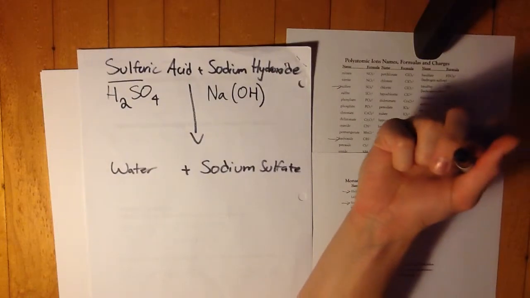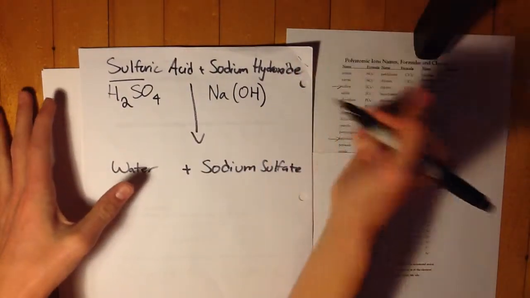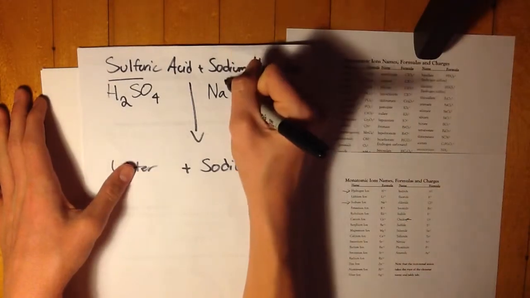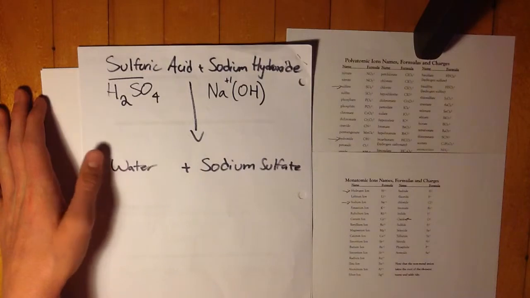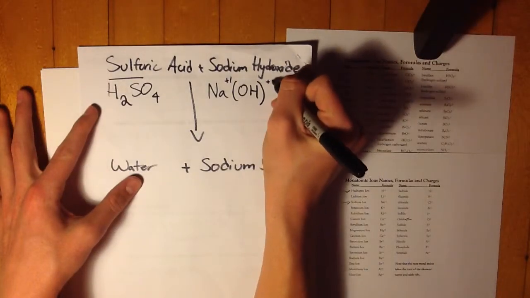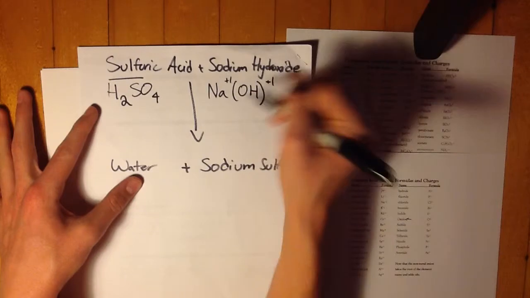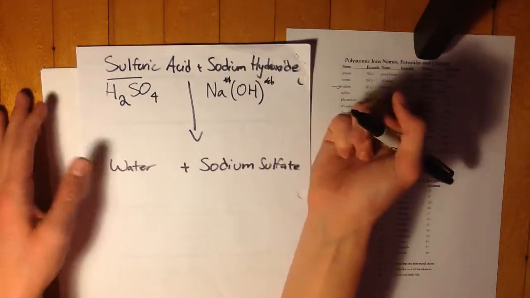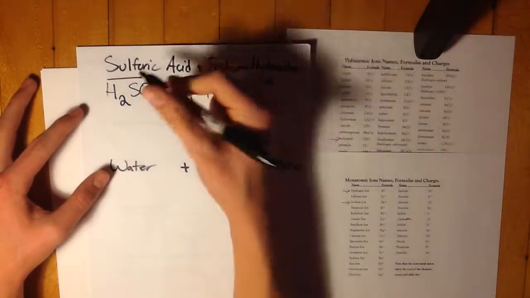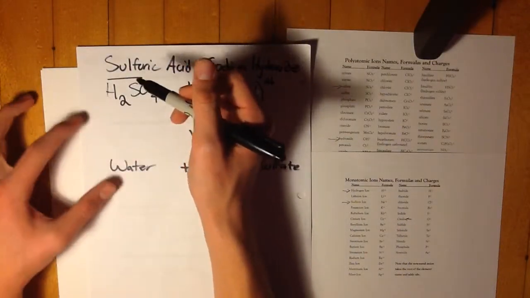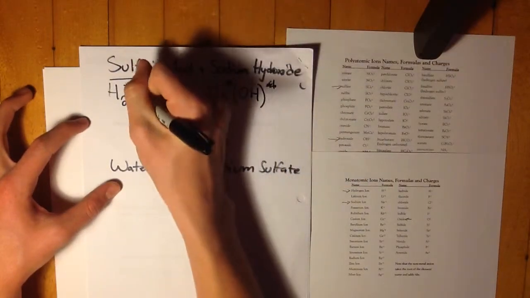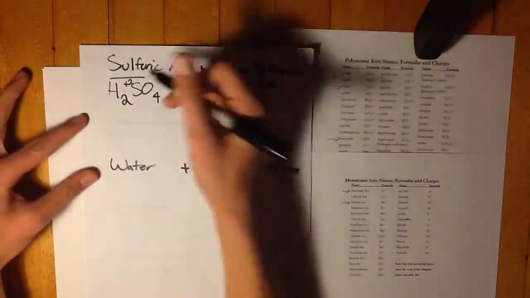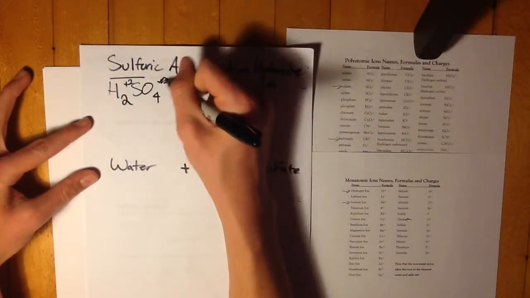And so the first thing about balancing is you have to look at the ions. So sodium right here is +1, combined with hydroxide, which is -1. So this balances out perfectly. So you don't have to worry about adding any numbers to it because it's already perfectly balanced. Sulfuric acid, 2 hydrogens would be +2. SO4 sulfate is -2. So this works out perfectly as well.